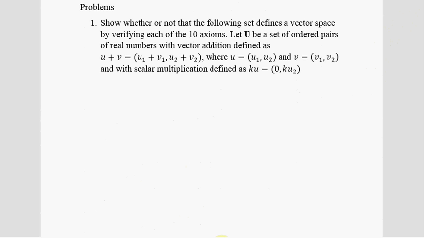When you add those two vectors, you simply add the components. Here, scalar multiplication is defined as k times u, which according to that definition is (0, k times the second component of the vector). So we want to show all 10.